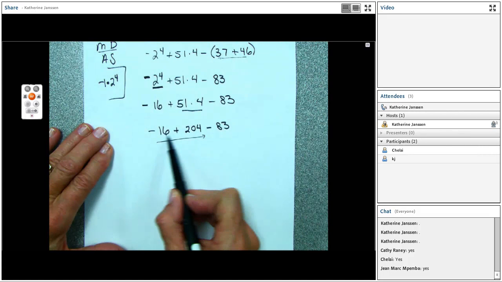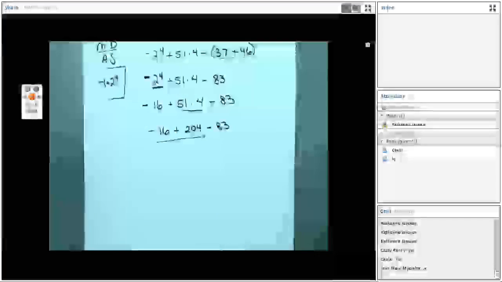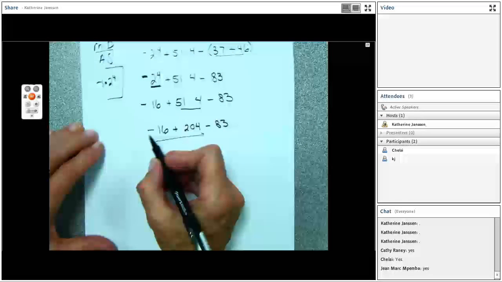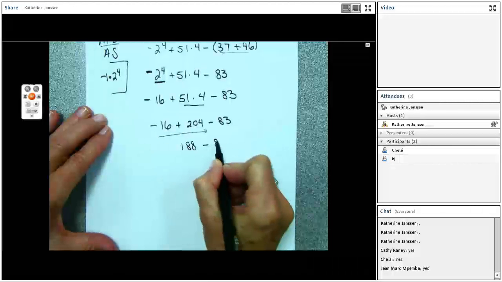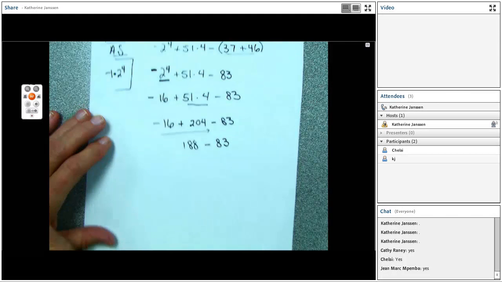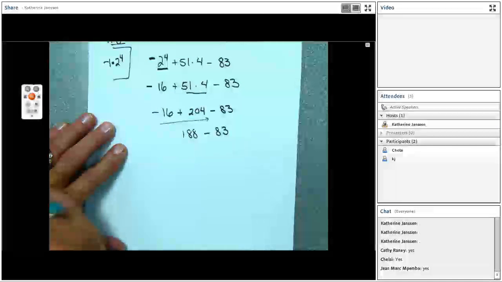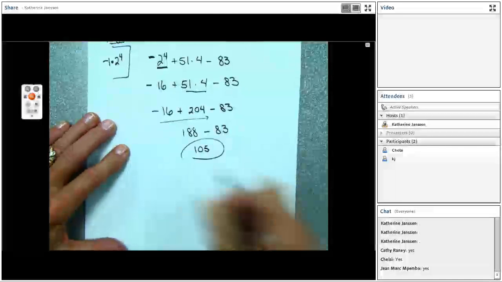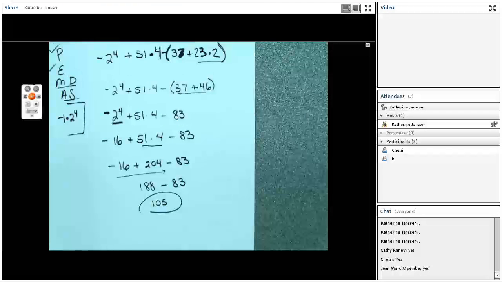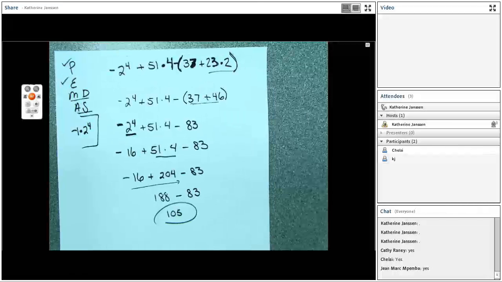And now we have negative 16 plus 204, which is 188. Copy everything else down. And let's see. Looks like we can do some subtraction from left to right. 188 subtract 83, 105. There you are. So yeah, there's quite a few things going on in this problem. Again, review pages 1 through 25. Order of precedence, a negative base versus the opposite of a base raised to an exponent.